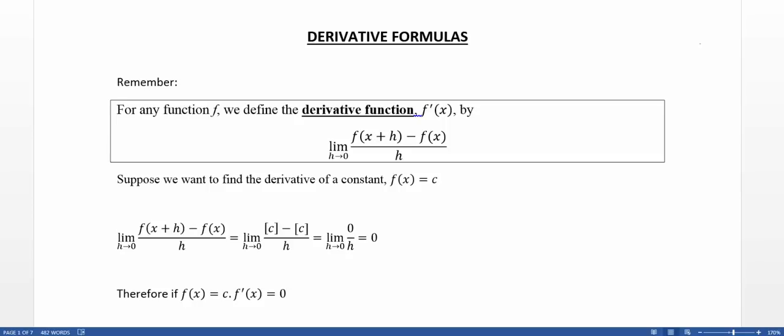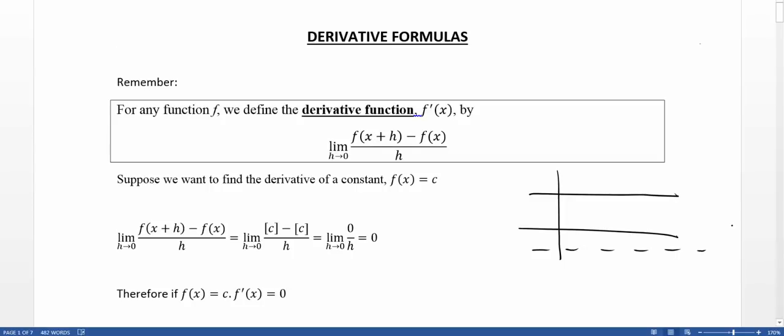So let's suppose we want to find the derivative of a constant, f of x equals c. Remember, if your function is a constant, that means you have something like y equals 5 or y equals -2. If it's constant, it's just a straight horizontal line. So we're trying to find the derivative of this function. Again, we're going to apply our formula, which we see down here.